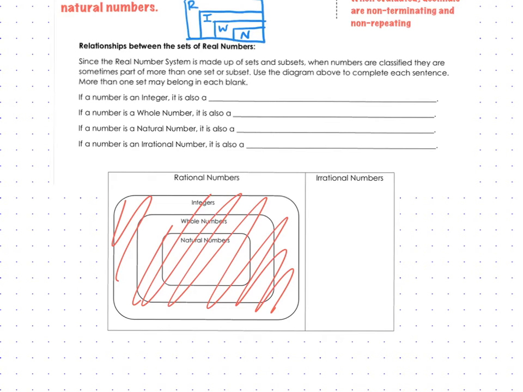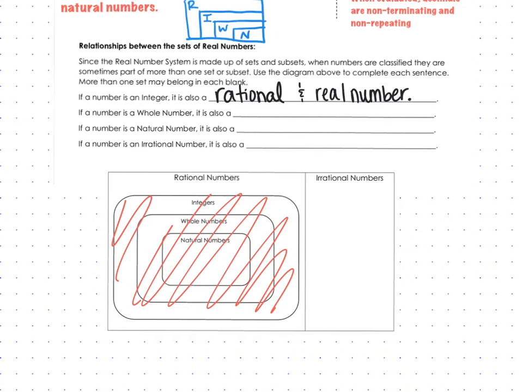Now, this can be kind of confusing because a lot of people want to say whole and natural. But that's not true, because the whole and natural are inside of the integer group, and they're smaller than the integer group. For it to be a subset of something, the other sets need to be larger. So it is also a rational number and a real number. Again, if a number is an integer, it's also rational and real.